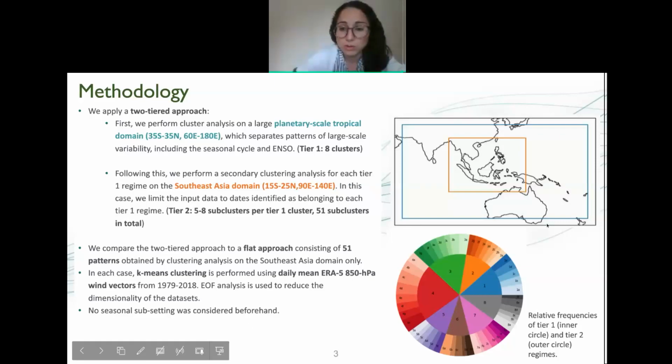And just to describe the overall frequency of the patterns, this is done with the wheel plot on the bottom right, and we see in the inner circle the tier 1 domain, so the large scale patterns, and then each one subsetted into the tier 2 domains in the outer circle.